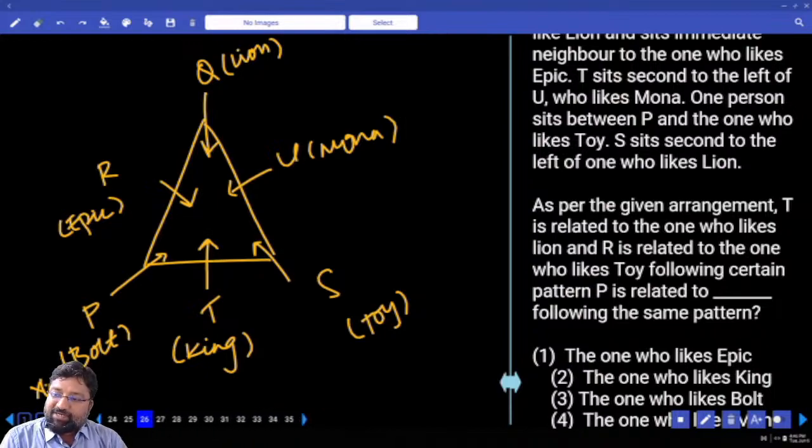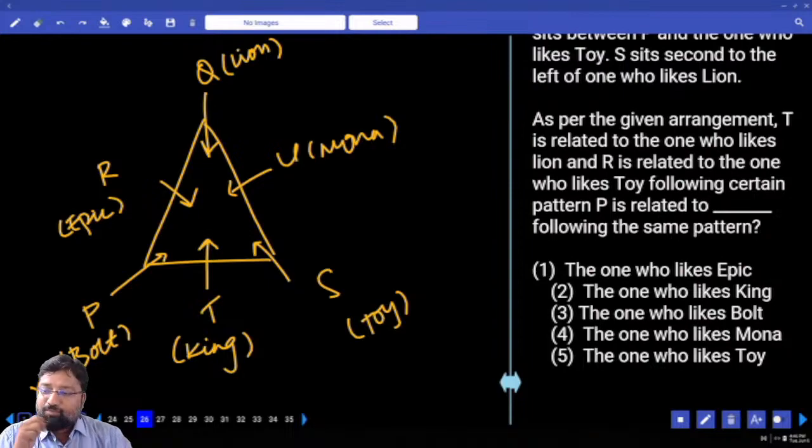As per the given arrangement, T is related to the one who likes lion. T and lion are opposite to each other. R is related to the one who likes toys. R and toys are opposite to each other. P should be related to U or the one who likes Mona. What should be my answer? Fourth option, the one who likes Mona.